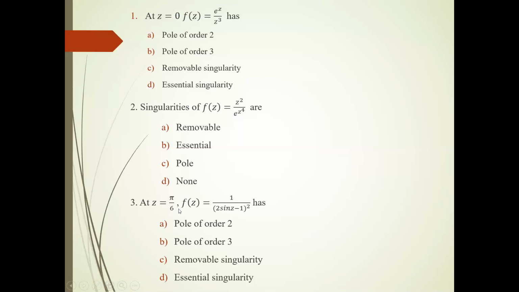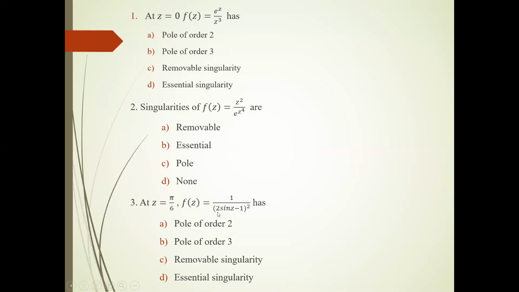Here, if we apply the limit z tends to pi by 6, f(z) tends to infinity. So this function f(z) has a pole. We have proved that this function has a pole at z equal to pi by 6, so options C and D are wrong options. Now we have to check the order of that pole.